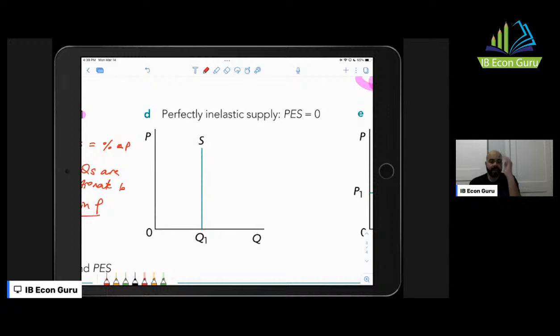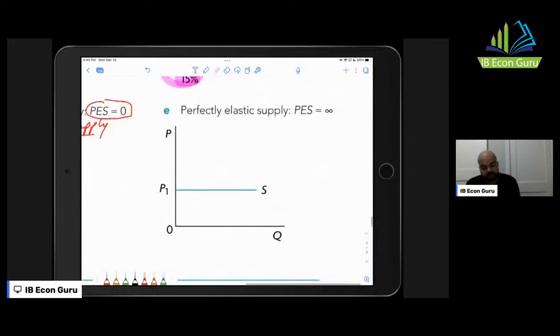All right, perfectly inelastic supply. Here, quantity supplied is completely independent of price. Whether price rises or falls, quantity supplied is fixed. It's fixed supply, right? Here, the PES is 0. There is 0 responsiveness. Quantity supplied does not respond to changes in price, okay?